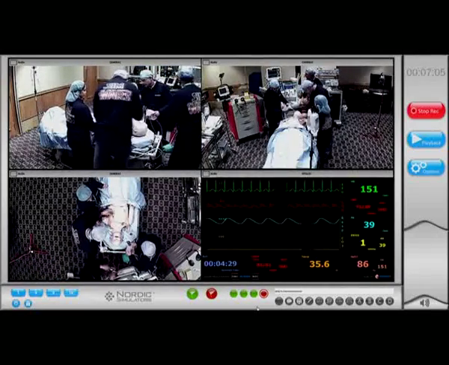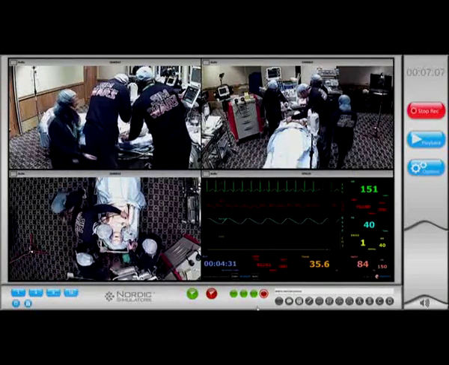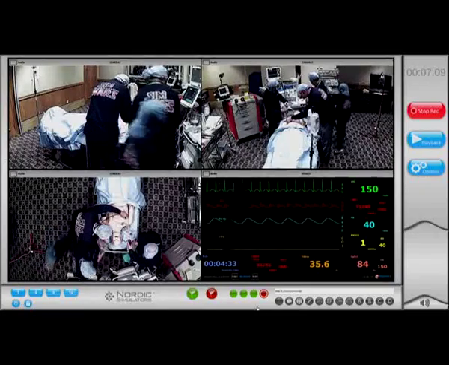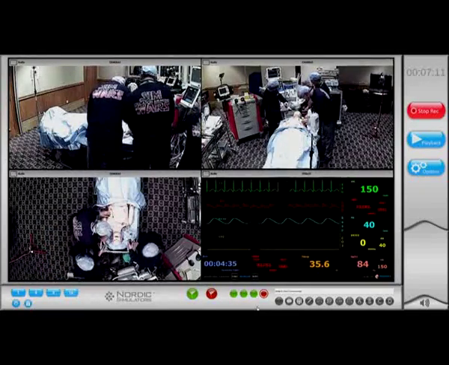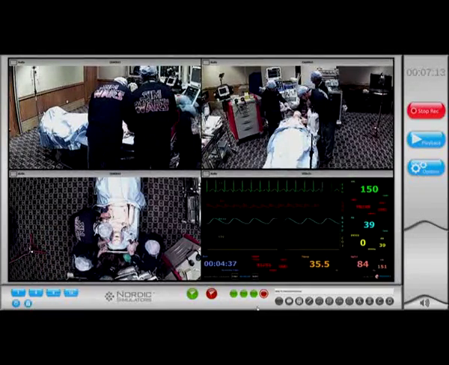We connected, but nothing. No reading. Capnography? Connected. Yes. It's connected. There's a lot of resistance.